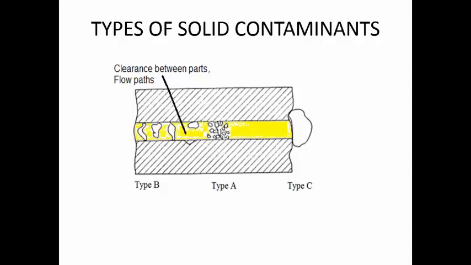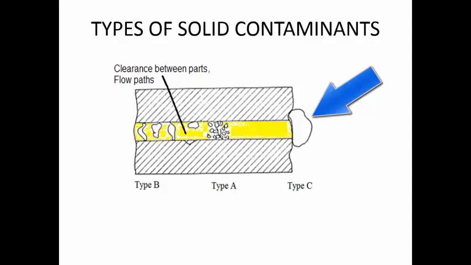Now you can have a contaminant which is larger than the flow path available. So for example, you have a filtration element, and the yellow path you are seeing here is a flow path available, or it may be an opening in a wall. So you have a flow path and a contaminant of size type C, which means the particle is larger than the available flow path.